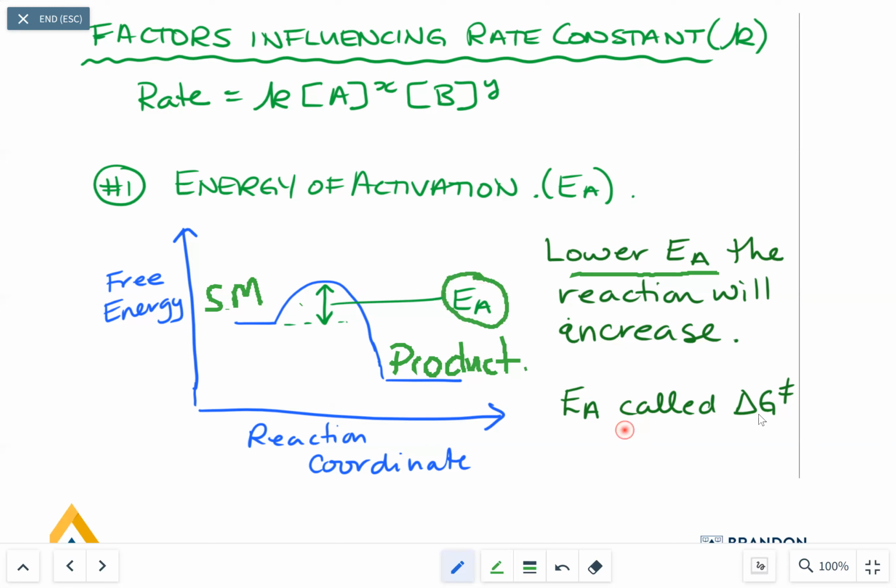Now this is sometimes called delta G dagger. This difference here would be the delta G naught, and this difference here would be the delta G dagger, or the activation energy. If the delta G naught is negative, it's spontaneous. If the delta G naught is positive, it's not spontaneous, or endergonic. It would be uphill. But the kinetics, how fast this is, depends upon this little hump here, this activation energy.